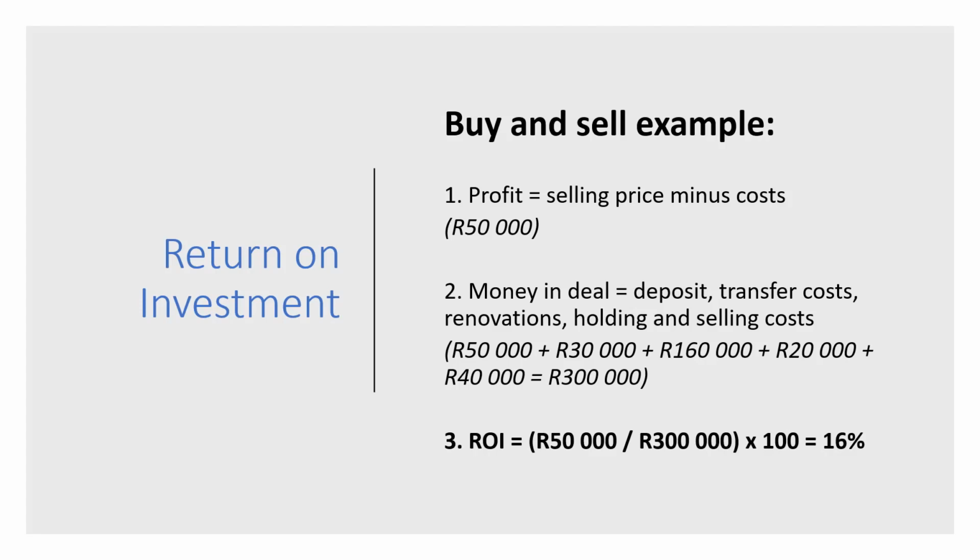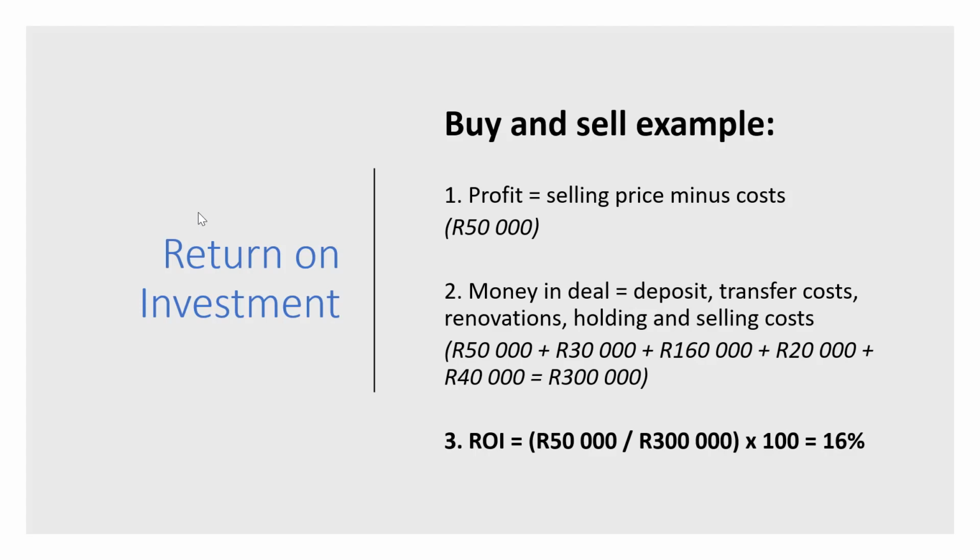So again, I've just used some random numbers there. You can see 50,000 for your deposit, 30, 160, 20, and 40. That totals to 300,000. That means you have to put 300,000 Rand of your own money into the deal. Your return on investment is the 50,000 Rand divided by your money in the deal, which is the 300,000 Rand, times 100, gives you a return on investment of 16%.